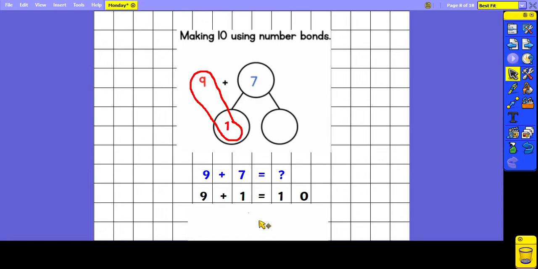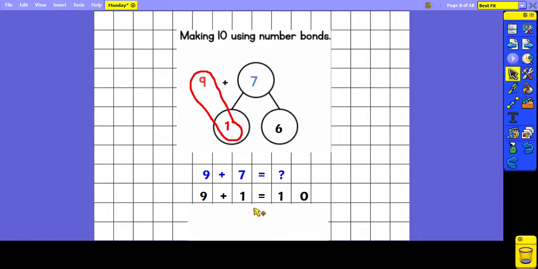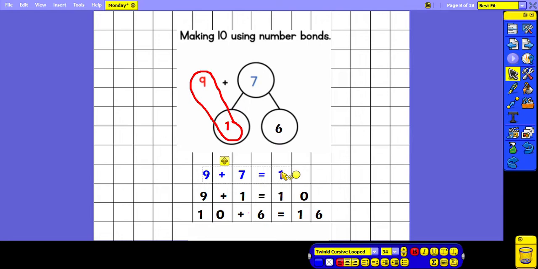So 9 add 1 equals 10. What we can now do is work out what this missing part is. 1 add something makes 7. And we know that we add 6 to 1 to make 7. So we've got 10 and 6, which we now add together to make 16. If we know that 10 add 6 is 16, then we know that 9 add 7 is also 16.